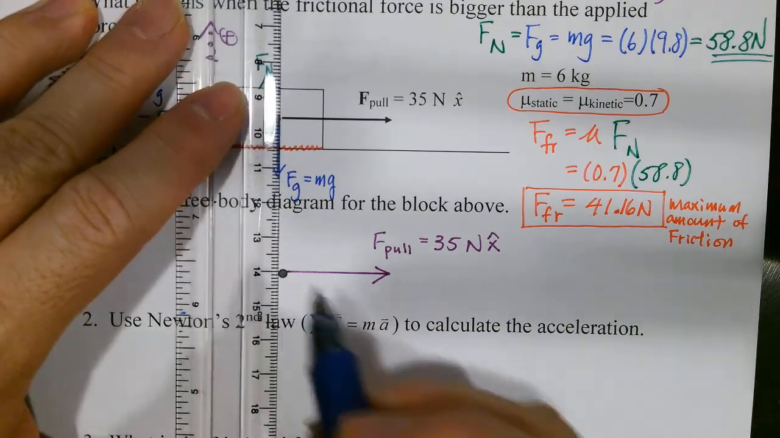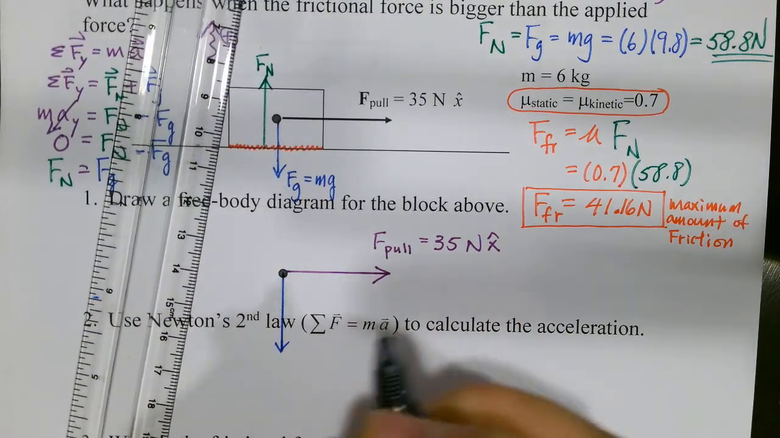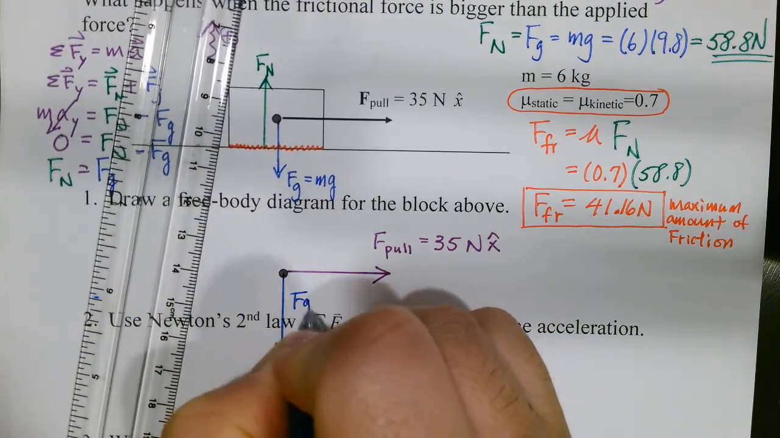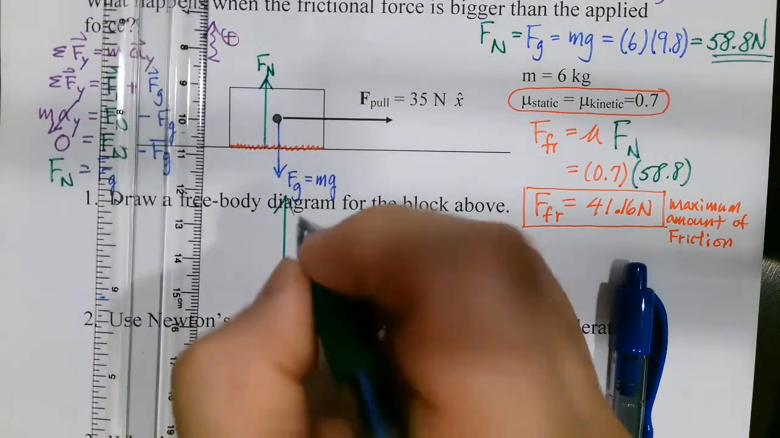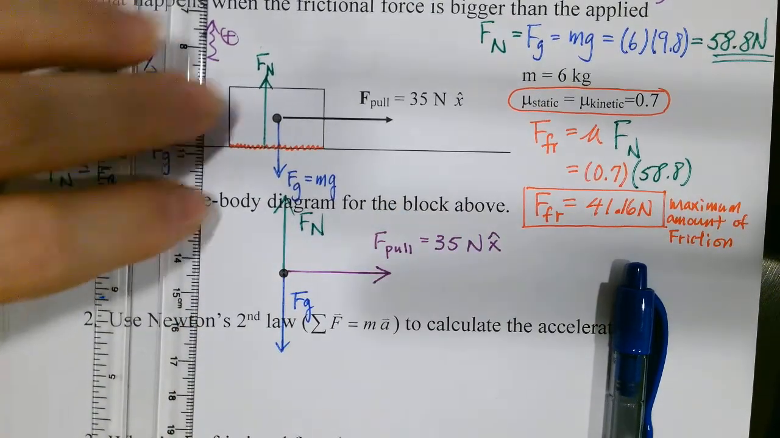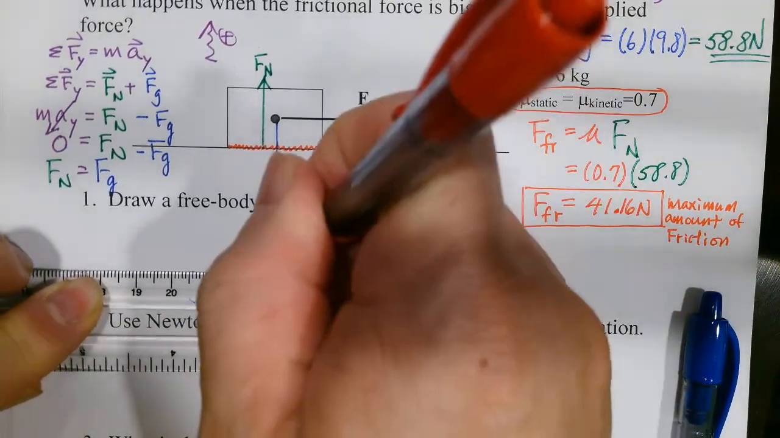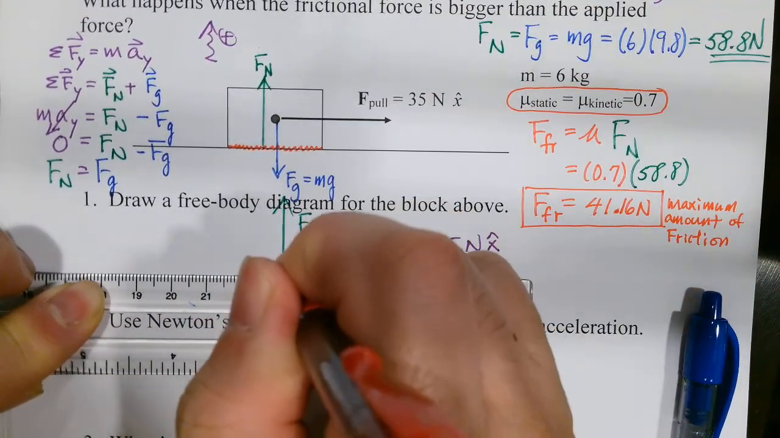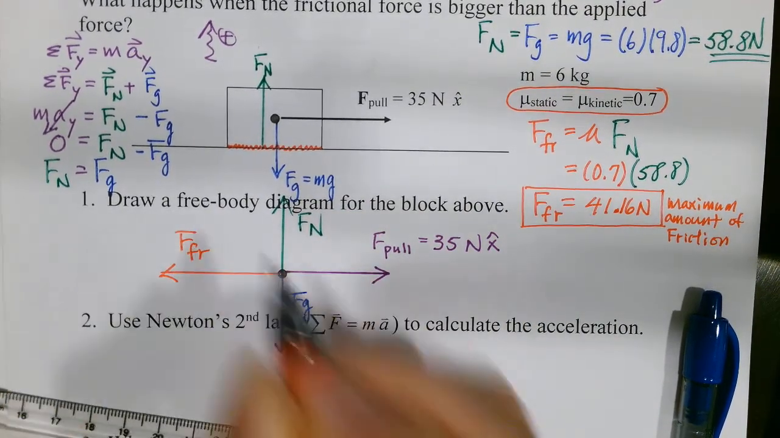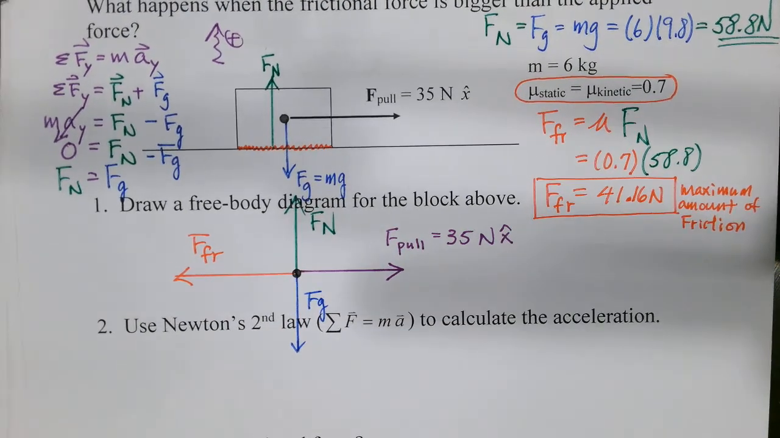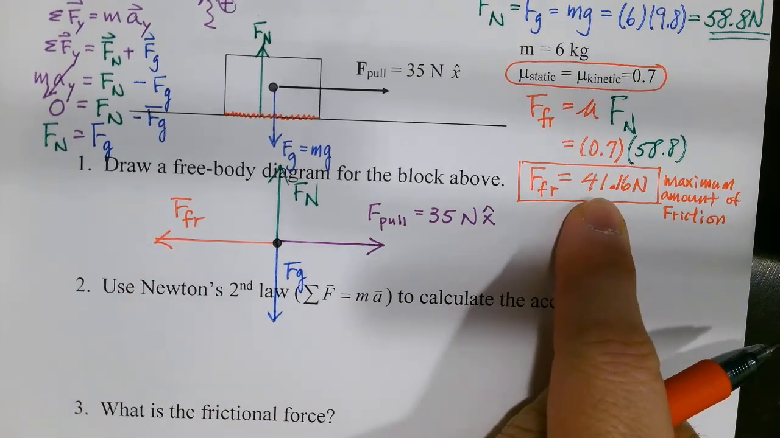Then my Fg, right? My Fg is this way. And my F normal is this way. And my frictional force is going to hinder motion, or basically resist in the direction of motion. So here's my F friction. Now, does that necessarily mean this friction has to be 41.16 newtons?